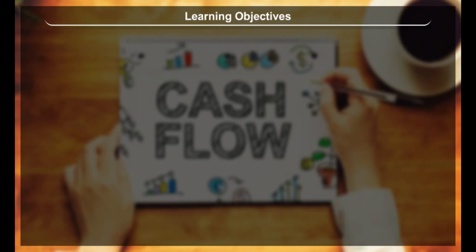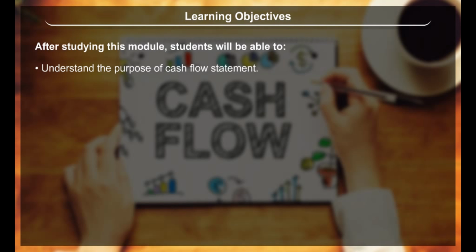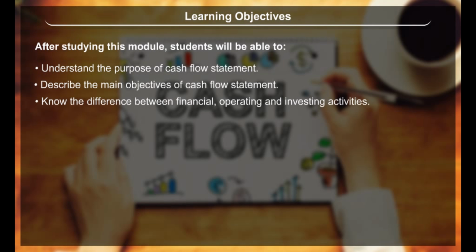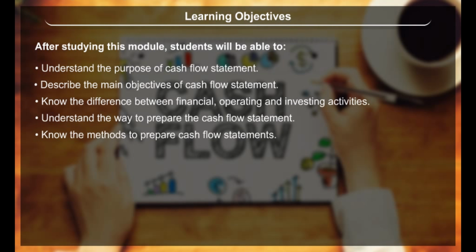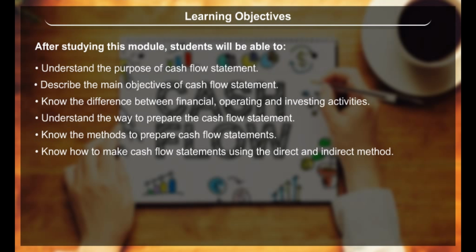Learning objectives. After studying this module, students will be able to understand the purpose of the cash flow statement, describe the main objectives of the cash flow statement, know the difference between financing, operating, and investing activities, understand the way to prepare the cash flow statement, know the methods to prepare cash flow statements, and know how to make cash flow statements using the direct and indirect method.